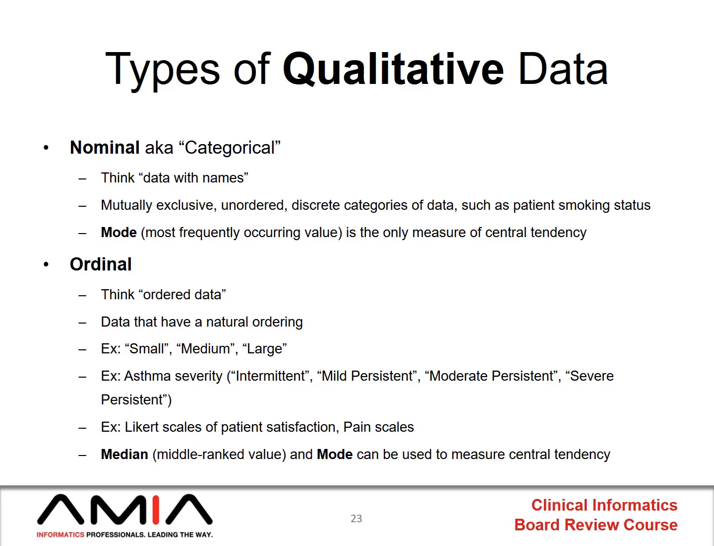Because we've now implied an order, you can do something else with ordinal data that you couldn't do with nominal data. We can still do the mode, the most frequently occurring value, but now we can also measure the median, the middle ranked value, because now there is an order and therefore there is a middle value.